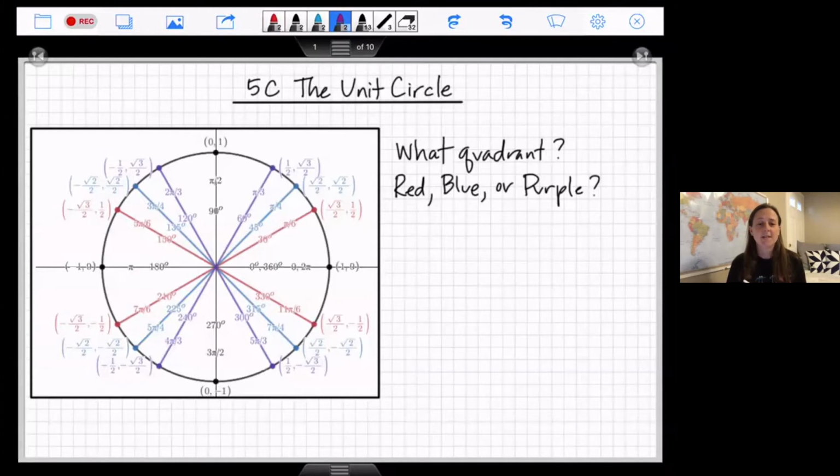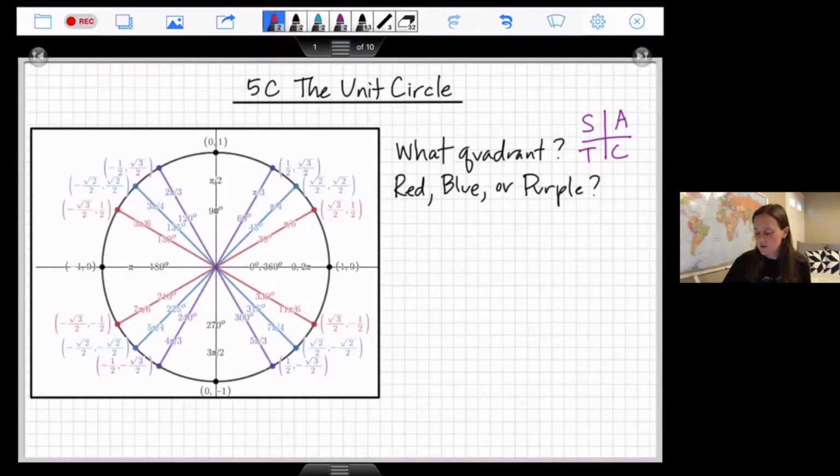In the last video, we looked at what the quadrant of an angle would tell you about whether the sine, cosine, tangent was positive or negative. And we summarized that with this little mnemonic device, ASTC. So go back and look at that video if you don't remember what that means. Now we want to talk about, is the angle red, blue, or purple, and what that tells us.